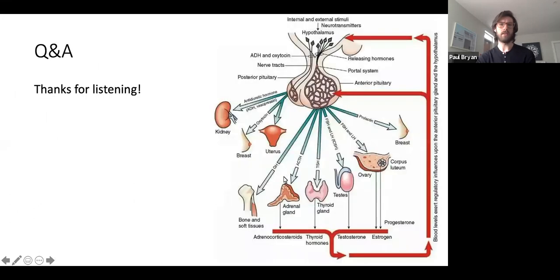So I think that's everything that I want to go through today in terms of the adrenal axis, and hopefully some pearls about pituitary diseases in general as well.